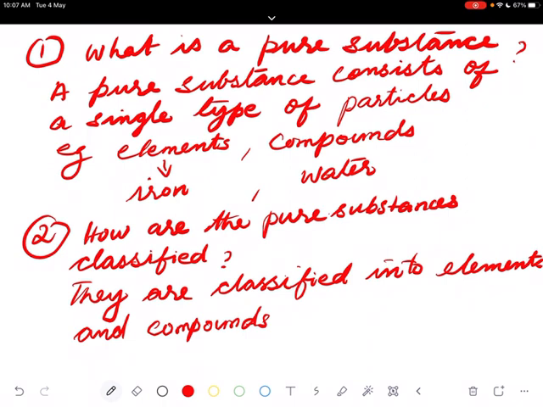Now, what are the examples of pure substance? Either you can write elements, or you can write iron; compounds, or you can write water. Either you can write elements and compounds, this answer is right, or iron, water, this answer is also right. So, pure substances are classified into elements and compounds. How are the mixtures classified?